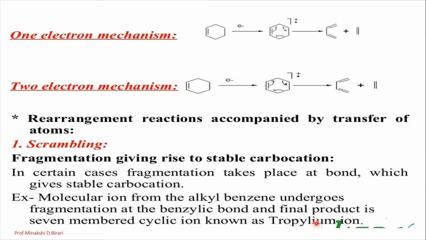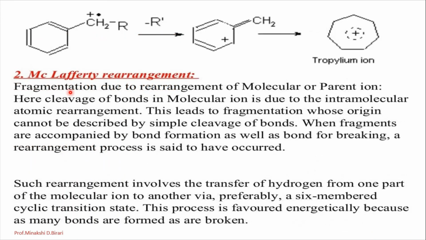So in certain cases the fragmentation takes place at the bond which gives the stable carbocation. So here the formation of a stable carbocation, the tropylium ion. First of all, fragmentation occurs at this carbon atom with removal of this R alkyl group, forming a benzyl ion, and further the transfer of the carbocation leads to the formation of a tropylium ion, which is more stable. So the rearrangement leads to the formation of a tropylium ion, which is a more stable ion.